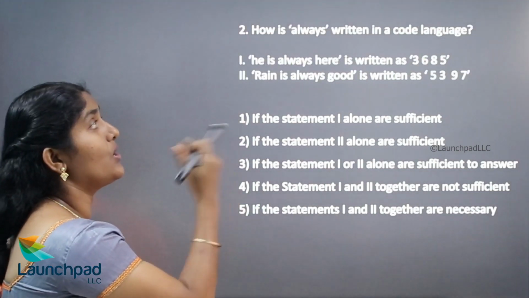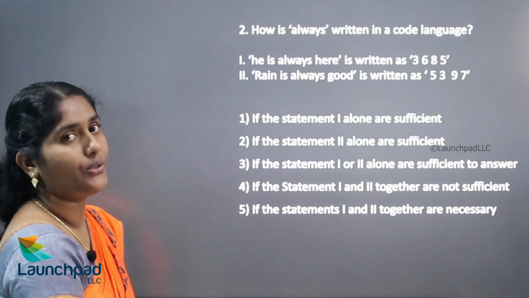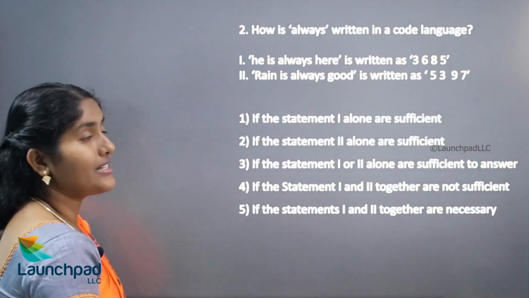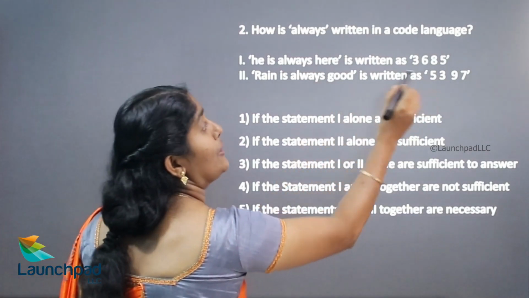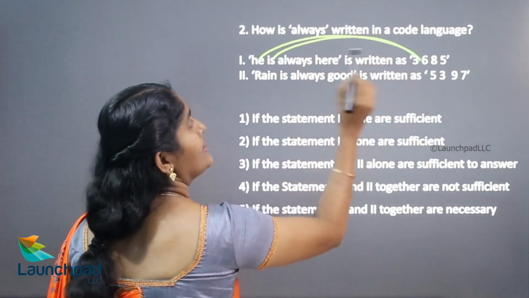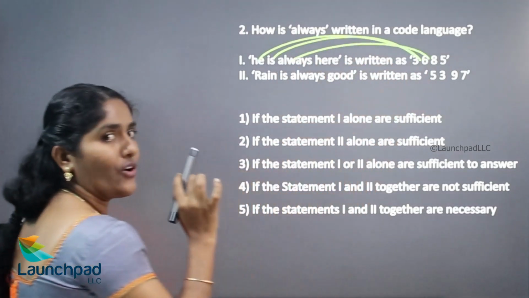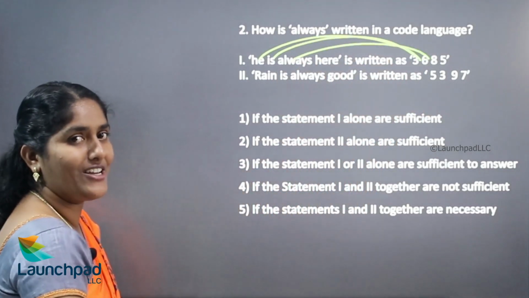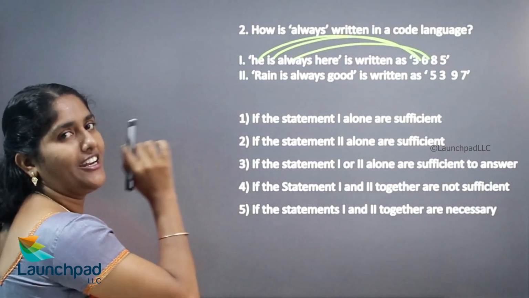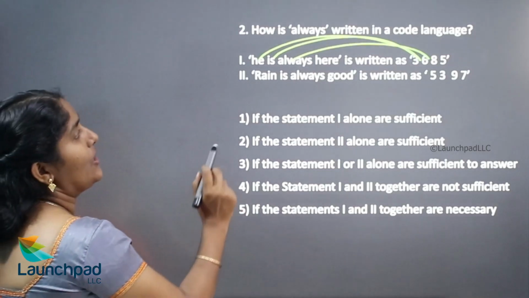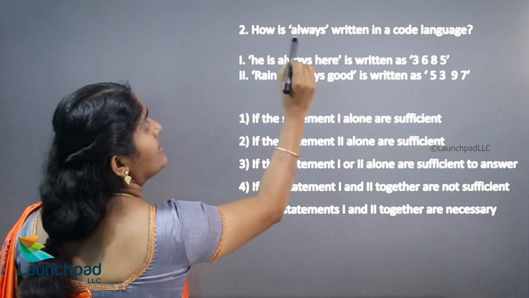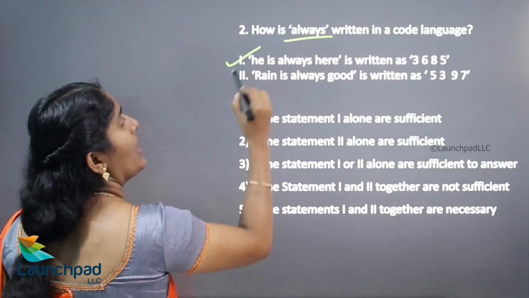How is "always" written in a code language? "Is always" here is written as 3685. Don't consider 3 for E, 6 for is, and 8 for always. We already know the concepts of coding and decoding, so how can we apply them to data sufficiency? Here "always" appears in statements 1 and 2.